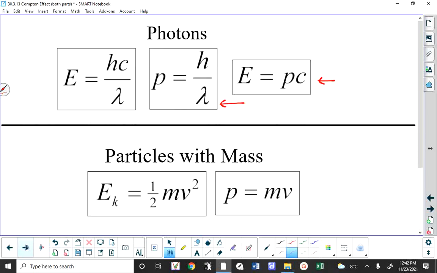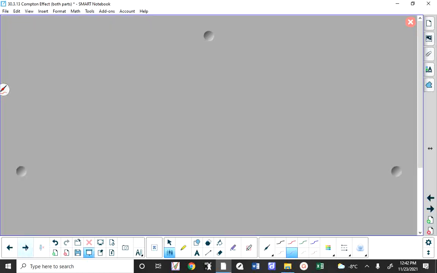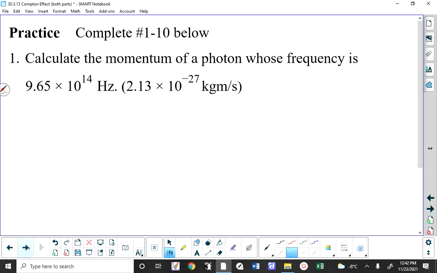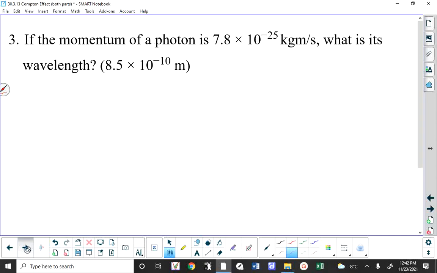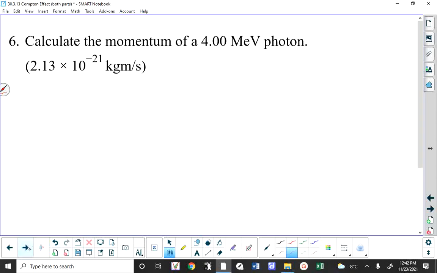So all that being said, does anybody have any questions you would like me to go over from that problem set? Go ahead. Number 6. We want the momentum of a 4 million electron volt photon. The nice thing is we actually have a formula here which relates the energy of a photon to the magnitude of its momentum.